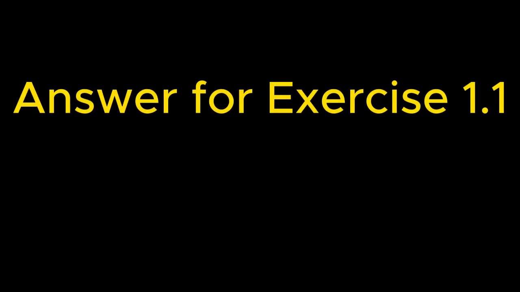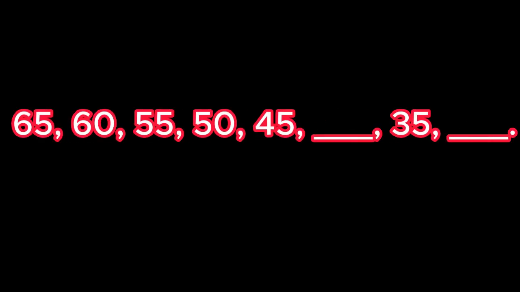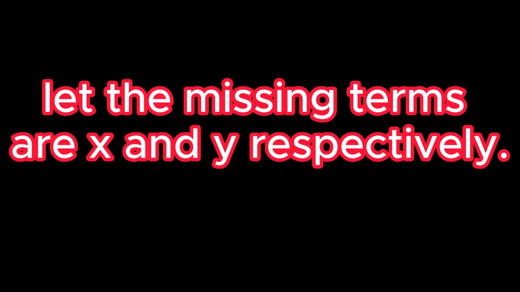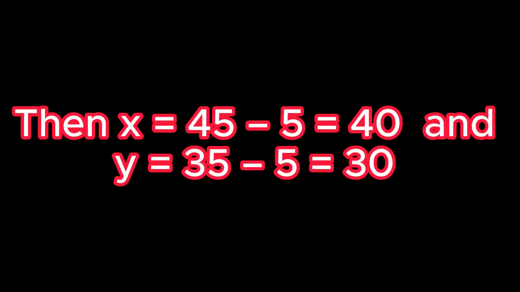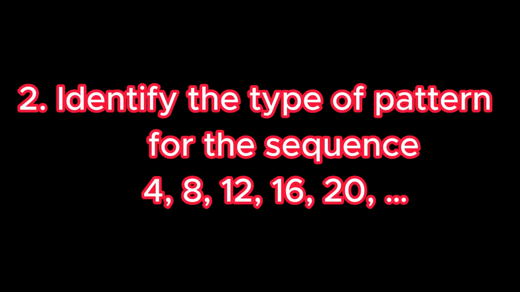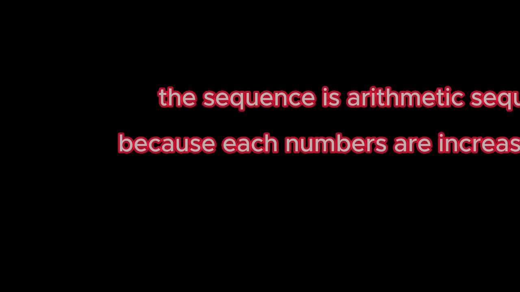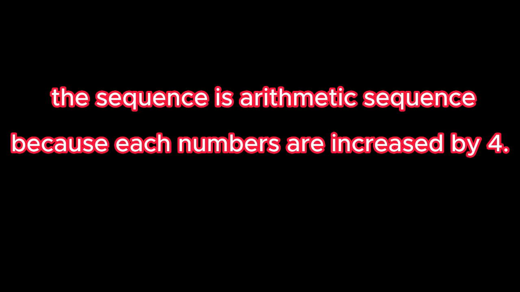Answer for exercise 1.1. 1. Fill the blank spaces using the following pattern: 65, 60, 55, 50, 45, _, 35, _. Solution. Let the missing terms be x and y respectively. The sequence is an arithmetic sequence because it has a common difference of -5. Then x equals 45 minus 5 equals 40 and y equals 35 minus 5 equals 30. 2. Identify the type of pattern for the sequence 4, 8, 12, 16, 20. Answer. The sequence is an arithmetic sequence because each number is increased by 4.